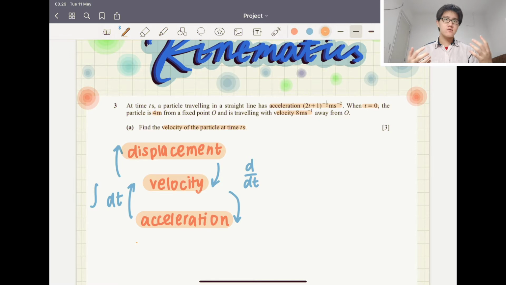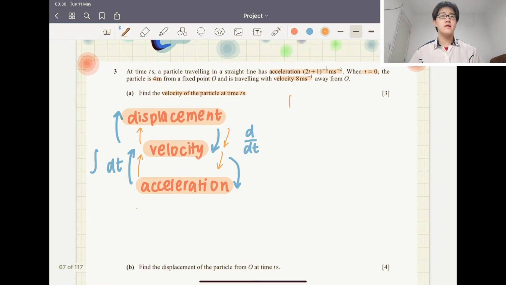So I want you guys to take a look at this diagram that I drew. When you go from the displacement to the velocity or from the velocity to the acceleration formulas, you need to differentiate with respect to time. But if you go the opposite direction from acceleration to velocity or from velocity to displacement, you need to integrate it instead. Okay? So for this question 3a, you need to integrate the acceleration formula, which is (2t plus 1) all to the power of negative 0.5.